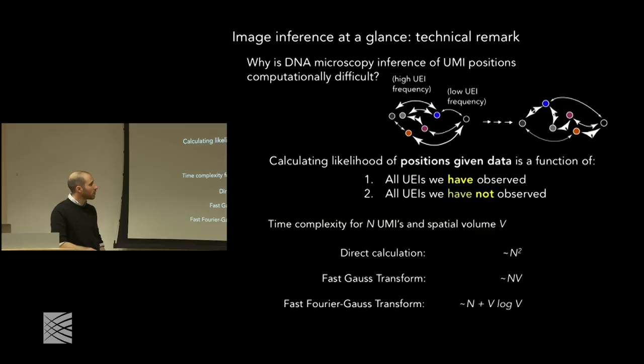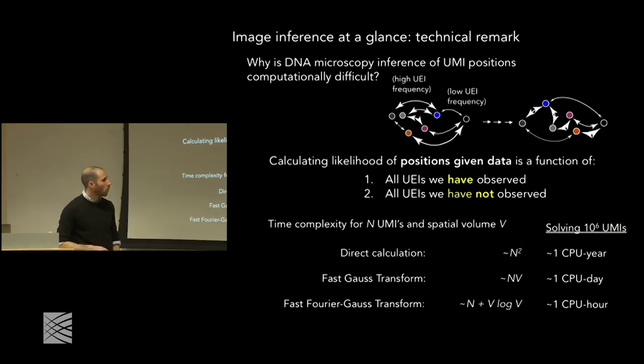And just to give you some idea of what the actual costs of these things are and why it's important, if I wanted to perform a gradient descent on the probability I showed you before, and I wanted to do it directly, that would be basically one CPU year. The fast Gauss transform, as traditionally applied, would take roughly one CPU day, and what I'm tentatively calling the fast Fourier Gauss transform takes roughly one CPU hour.